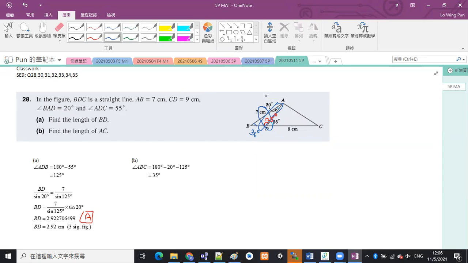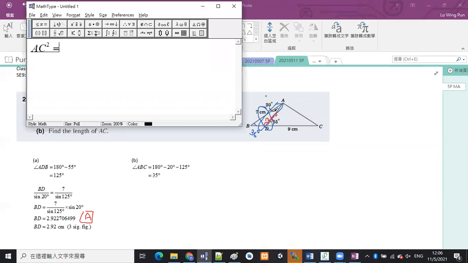Then we need to do this. AC square is equal to 7 square plus, so this should be BD plus 9 square, right? Okay, so I'm going to use memory A for that. And then minus 2 times 7 times BD plus 9 times cosine, the included angle, that is 35 degrees. Okay, so it's like this.